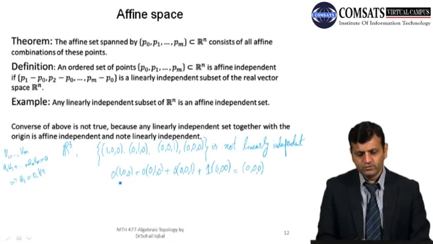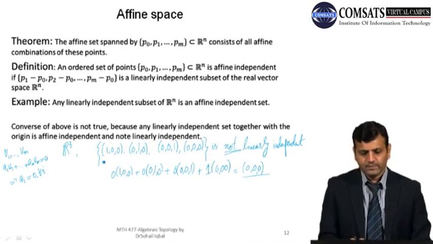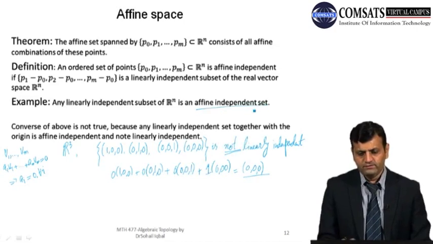So in this case we can choose coefficients which are not all 0 but still the combination is 0. So we can say that these are not linearly independent, or linearly dependent. But for affine independence, what do we need to check? For example, if I take this point as p0, this is p1, this is p2, and this is p3.